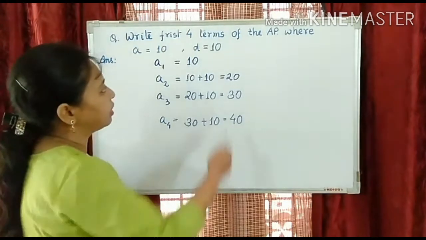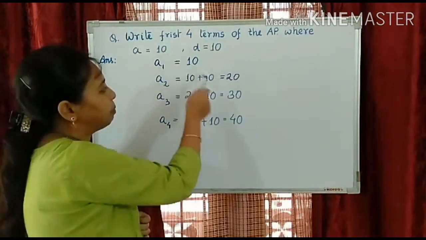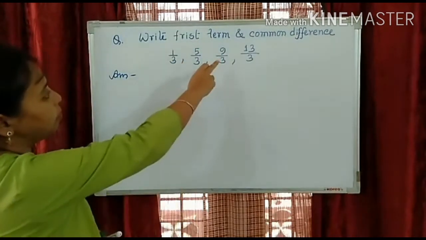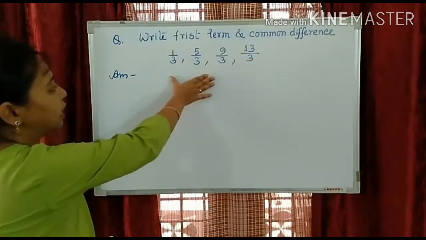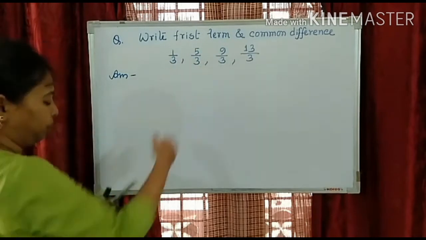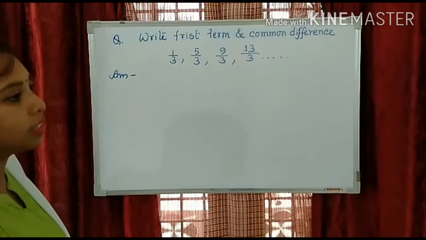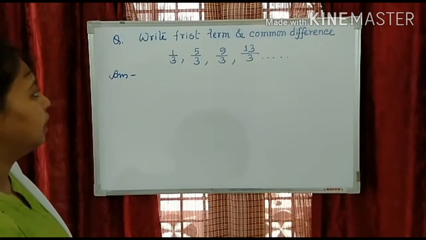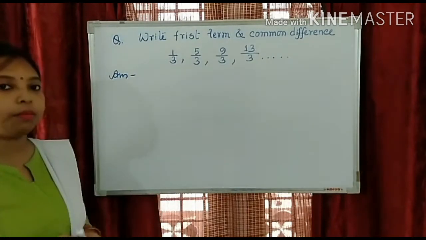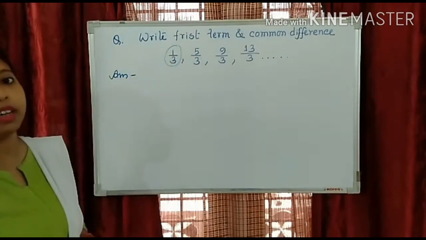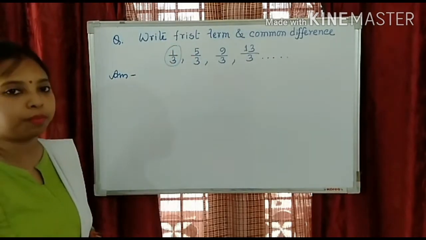Because we know this is the fixed value which we have to add with the preceding term to get the new one. For this type of question, write first term and common difference. Suppose a sequence is given to you and you have to find out the first term and the common difference. Then the term in the front of the list, occupying the first position, will be the first term.